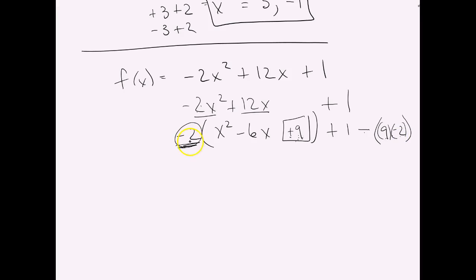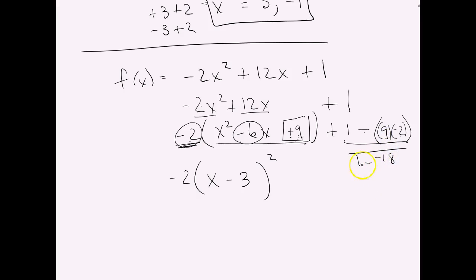Now we're ready to recopy. Bring down the negative 2. Factor this, so it's going to become x, what's half of the middle, minus 3 squared, and then do the numbers in the back. I've got 1 minus a negative 18. That's the same thing as 1 plus positive 18. So this is your completing the square. If they asked for the vertex, it would be positive 3, positive 19.